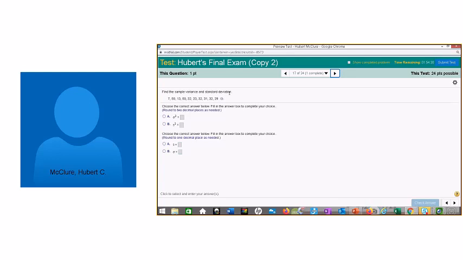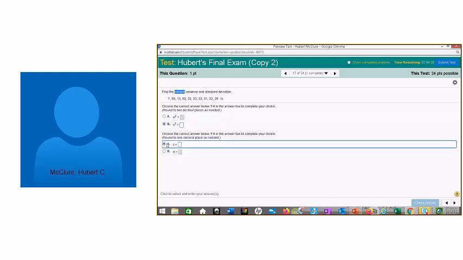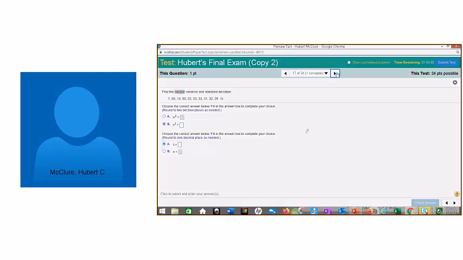Find the sample variance and standard deviation. 9. That's a calculator question. Now remember, what's sample? Is sample S or is sample sigma? S. So it's going to be B and A. If it said population, it would be sigma and sigma. That's a trick question. But it's a simple question, but watch it.